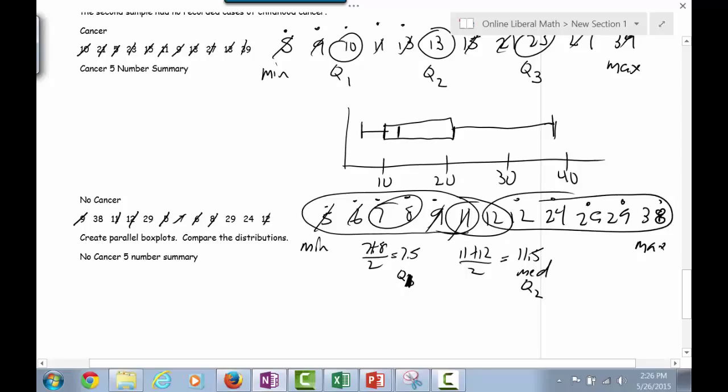And then in the top, partner them up. Let's say 24 plus 29 divided by 2 is 26.5. That's Q3. All right, just want to double check that. Yeah, okay.